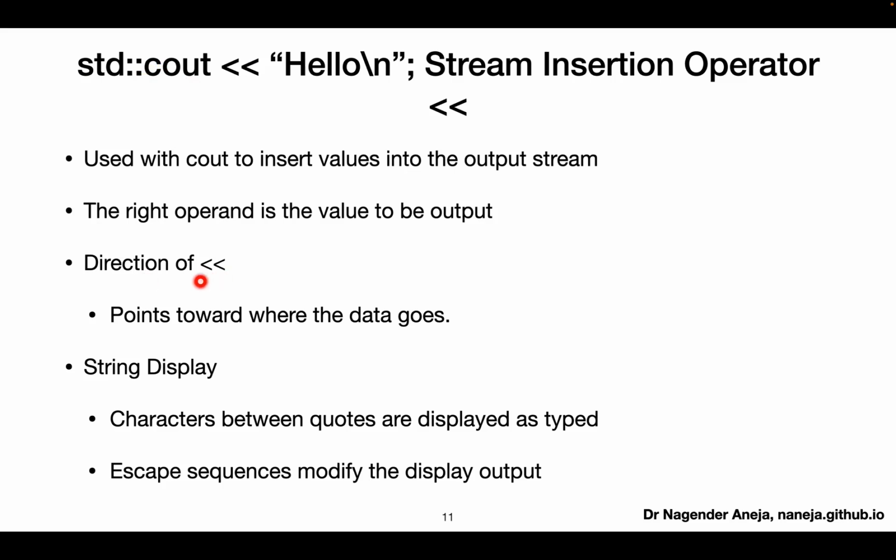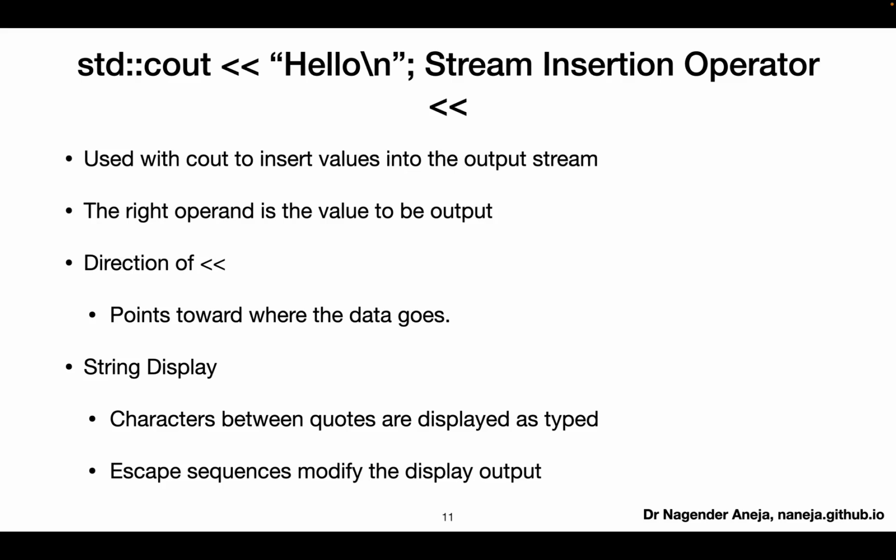So we need to remember that if it's cout, the direction will be towards cout. It is the arrow pointing towards where the data goes. So data goes to the output stream. That's why the data is moving to this. And we will see soon. In case of cin, the direction is opposite because the data goes to the variable. So the direction is where the data goes.